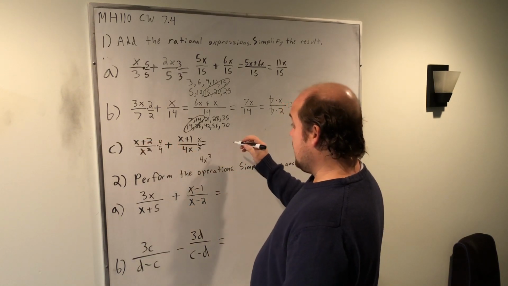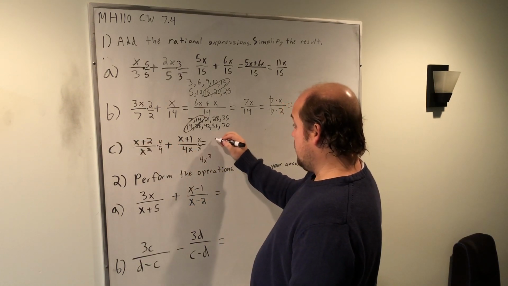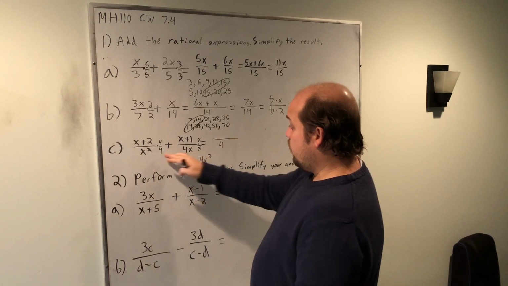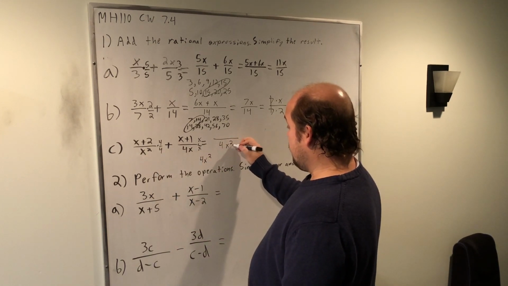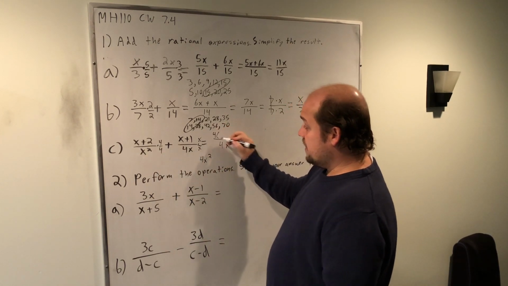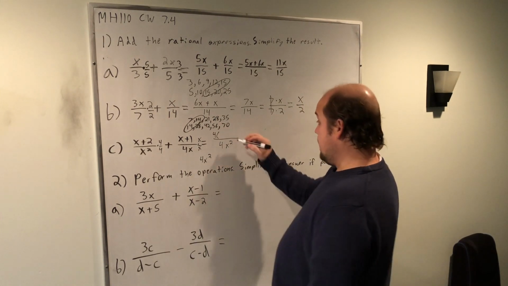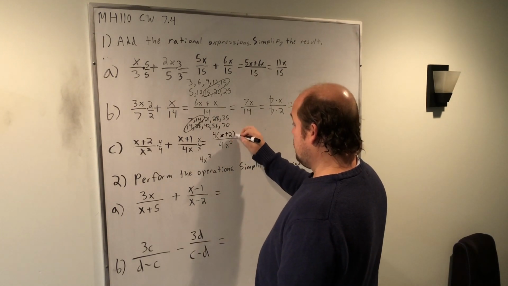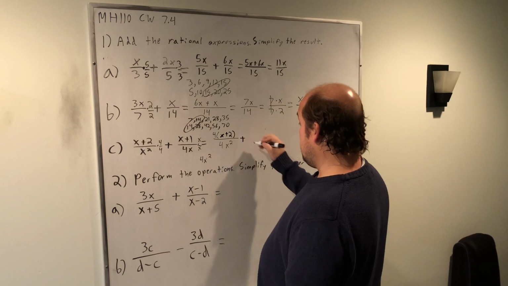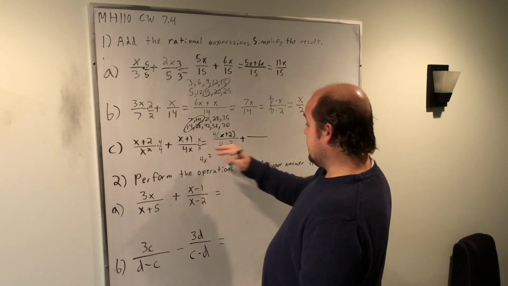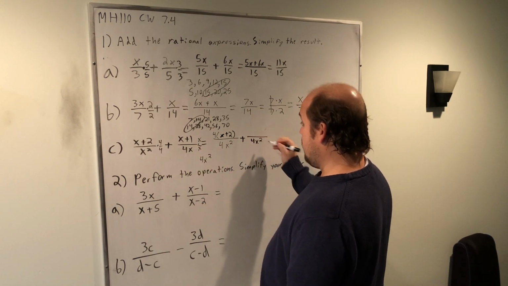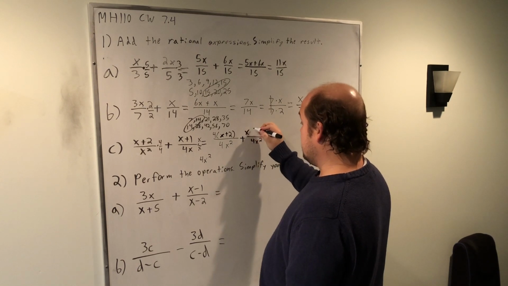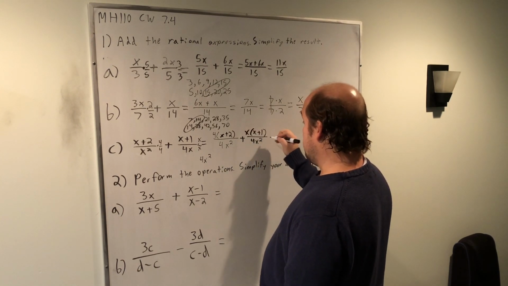4 times x plus 2 over x squared. 4 times x squared gives me 4x squared. On top, I'm going to write it as 4 parentheses x plus 2. Then I'm going to add to that. On bottom, 4x times x gives me 4x squared. On top, I have x times x plus 1.